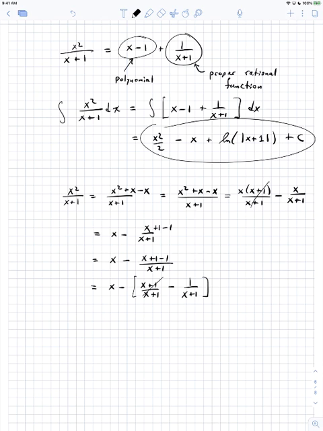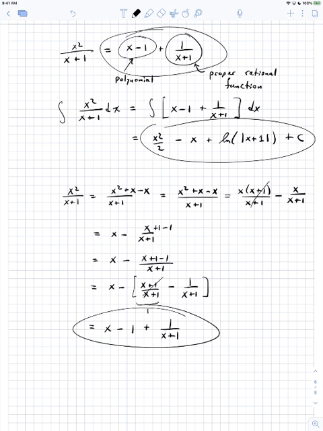Now these two cancel out. That's just going to be a 1. So then you have x minus 1 minus a minus is plus 1 over x plus 1. And that's exactly the same thing: x minus 1 plus 1 over x plus 1. So that's another way to do polynomial division without explicitly doing polynomial division. Either one is fine.